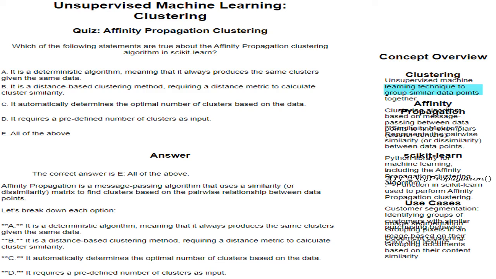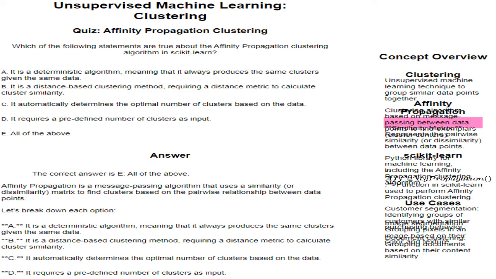Clustering: an unsupervised machine learning technique to group similar data points together. Imagine you have a dataset of customer purchase history. Using clustering, you can group customers with similar buying habits into segments, which could be used for targeted marketing campaigns.